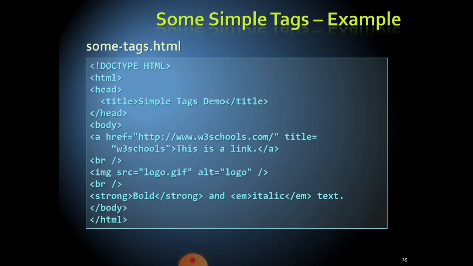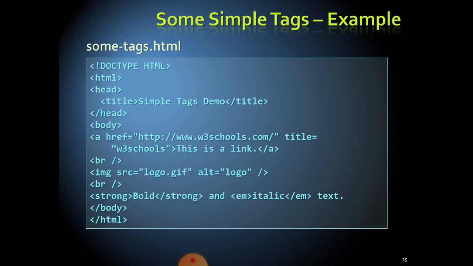And here we have a sample example. The document type is nothing but telling the web browser the version of this particular HTML. So doctype is nothing but document type. We are using the HTML and head tag. In this head tag we are using the title simple tags demo. So this is a small example, and we are using different tags here.